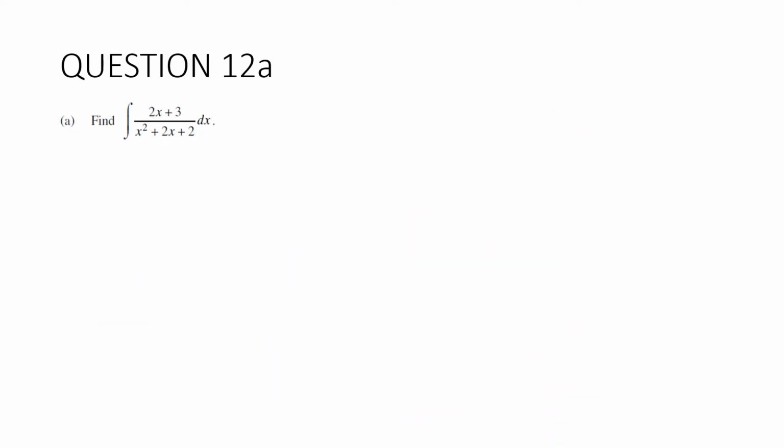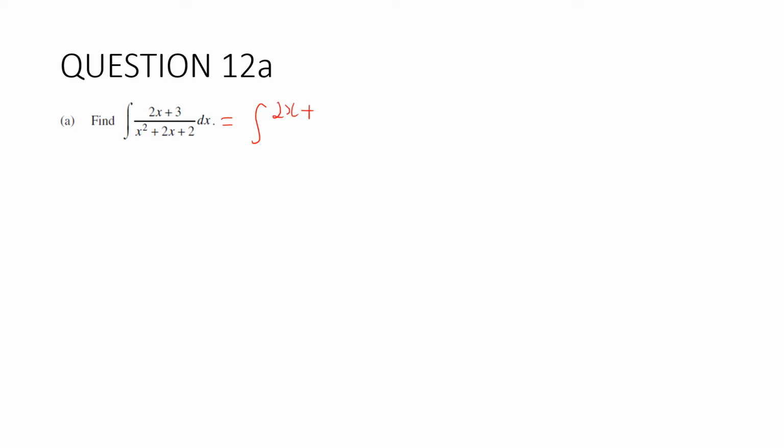Question 12a. Find the integral of (2x plus 3) over (x squared plus 2x plus 2). The main thing we have to do in Extension 2 integration is figure out which technique to use. So I'm looking at this thinking this might be log base e of this expression here. And if that's the case, I'm going to need the derivative of it sitting on top, which is 2x plus 2. And I've almost got that. So I'm inclined to think we're going to split this into two integrals, like this.